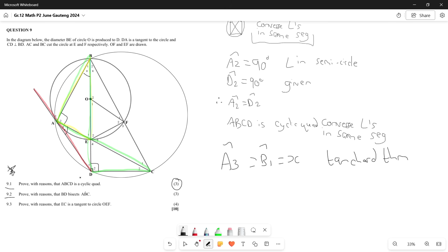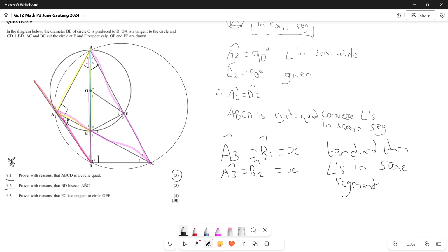And as we can see, just like the previous one worked with the bow tie, we can also see that there's a bow tie happening this way in our previous cyclic quad, which means that we're just looking in the pink bow tie over here. We see that A3 is equal to B2 as well, because A3 over here is that part of the bow tie and A2 is this part of the bow tie, which means we can write A3 equals B2 equals X because of angles in same segment, which means that if A3 equals B1 and A3 equals B2, therefore B1 equals B2, which means that B1 equals B2 equals X.